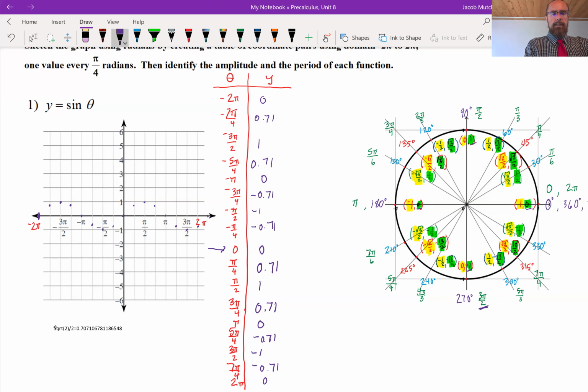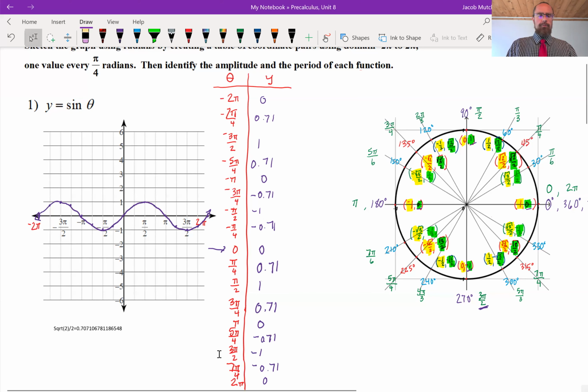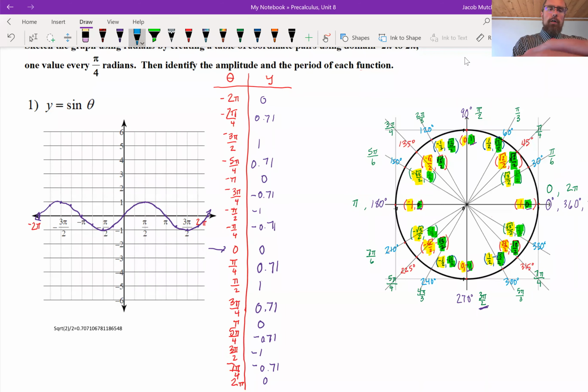And what we get when we connect these points with a continuous curve is essentially a wave that just continually oscillates from 0 to 1 to 0 to negative 1 and so forth forever. So that's our first function. That is sine. Our second example, and let me pause here. We want to do one last thing. We want to identify amplitude and period of the function. So let's identify how we can find, first of all, amplitude.